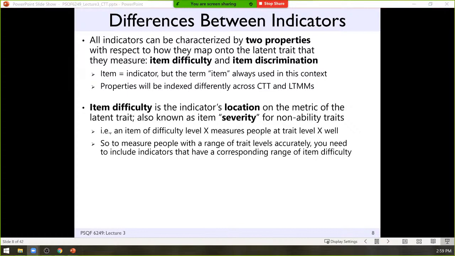Indicators and items are the same thing in our class. Yes, they are. So I try to stick with indicator, but in this context, people never say indicator difficulty. That's not a thing. They always say item difficulty and item discrimination.